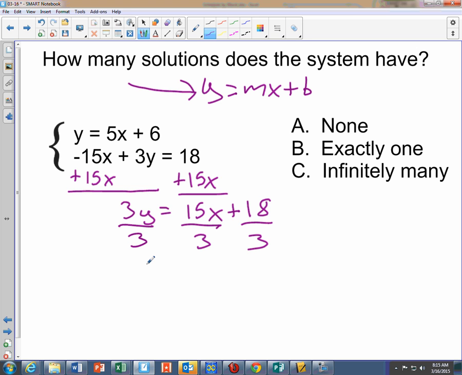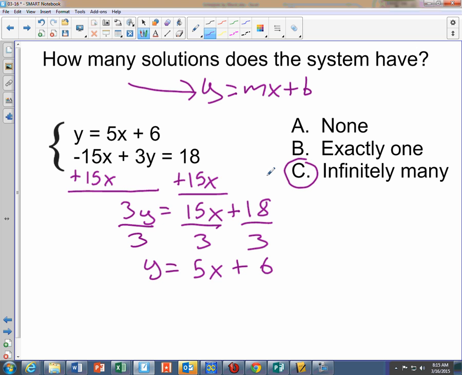So what's left on the left side? Y equals 5x plus what? 6. So this is that second equation, y equals 5x plus 6. What's the first equation? Y equals 5x plus 6. Now we can figure out how many solutions it has. Does it have none, exactly one, or infinitely many? Infinitely many. Because it's the exact same equation. Everybody follow that?